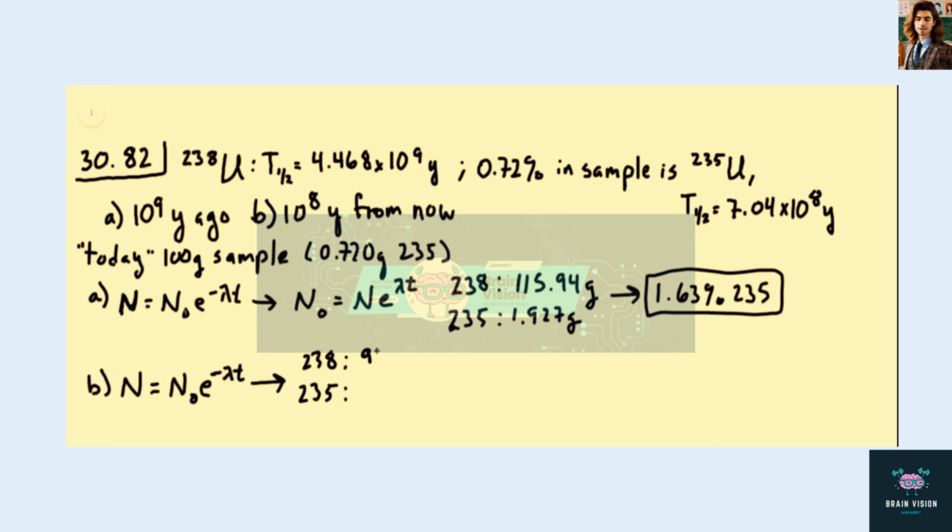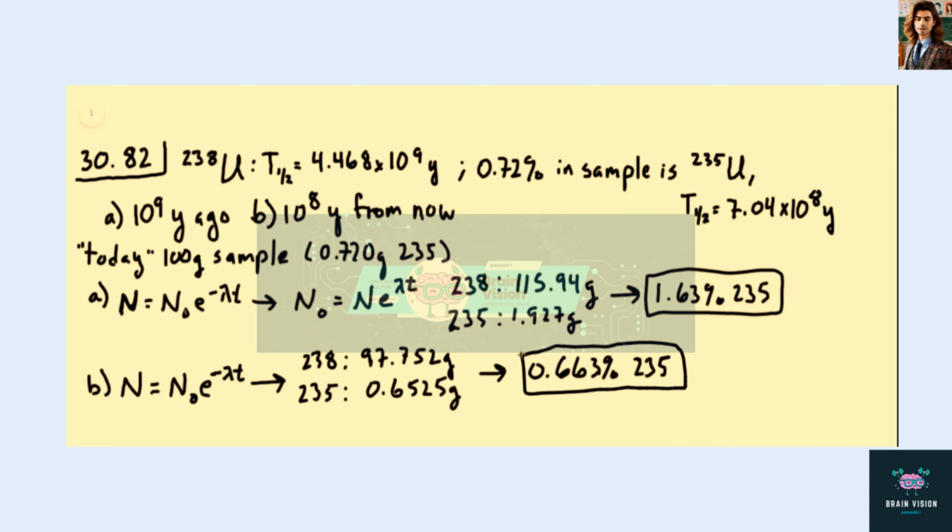So we'll have 97.752 grams of our uranium-238, and we'll have 0.6525 grams of our uranium-235, and so 100 million years from now, this sample is going to be 0.663% uranium-235 out of the uranium that's present.